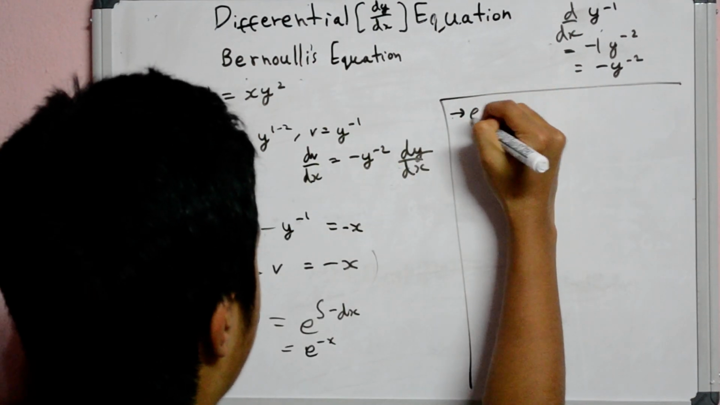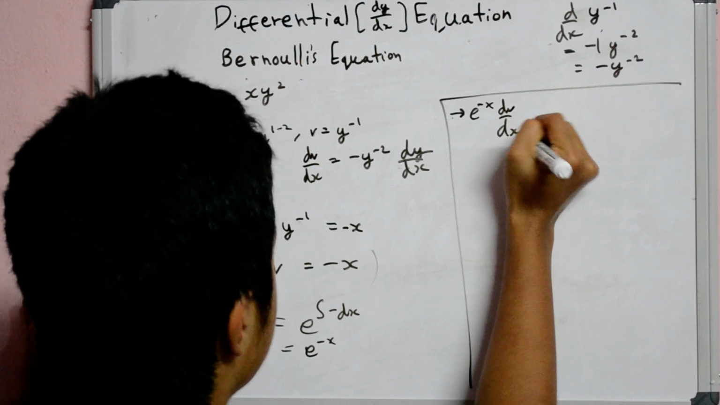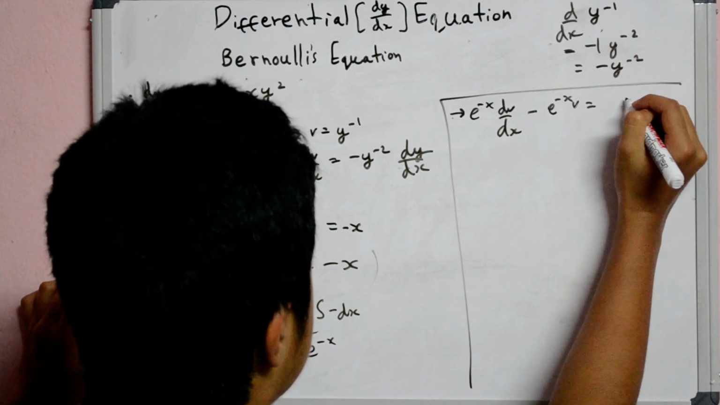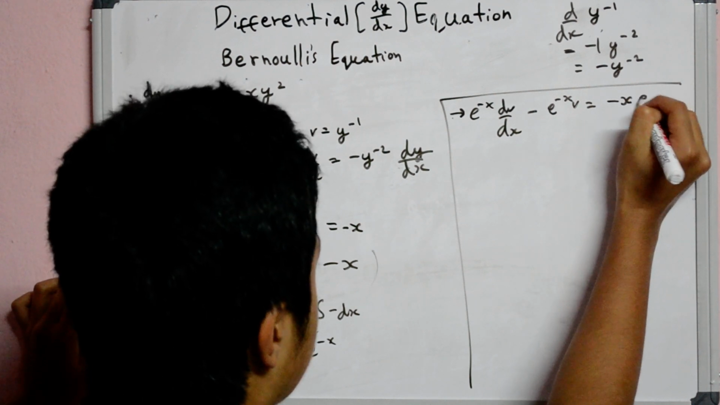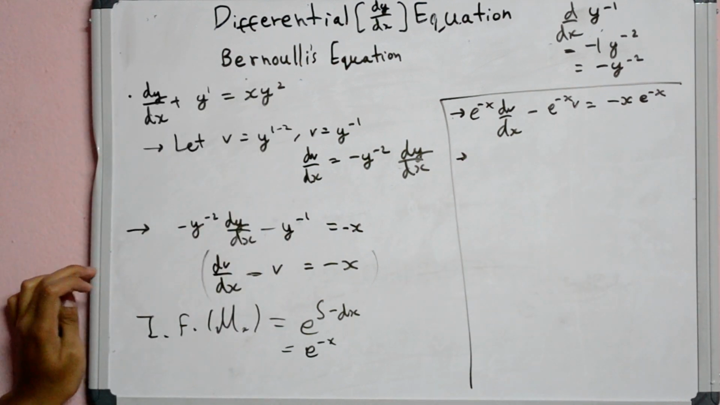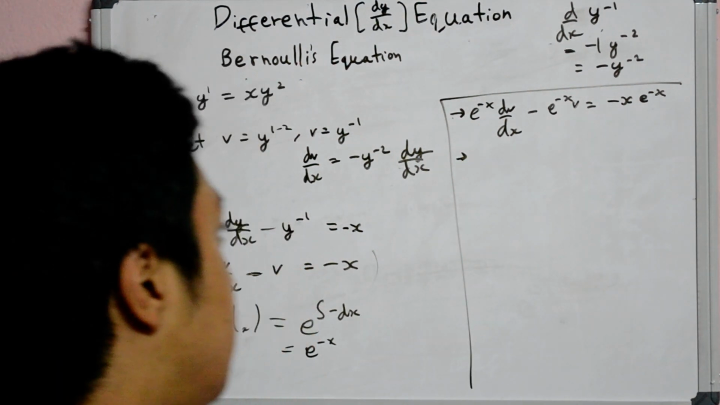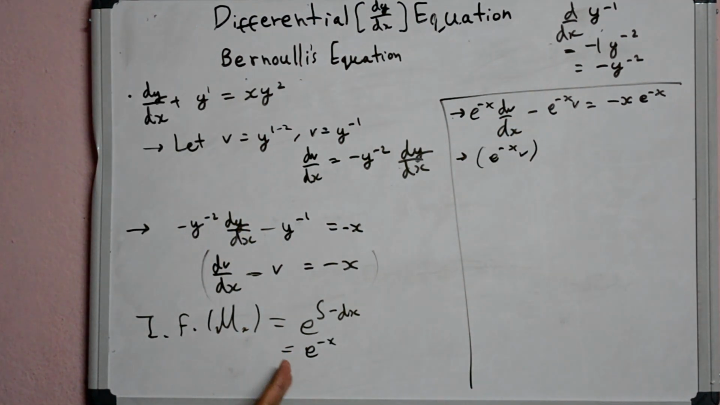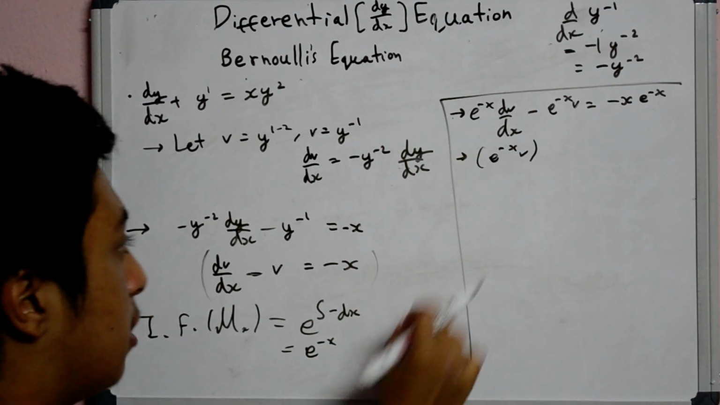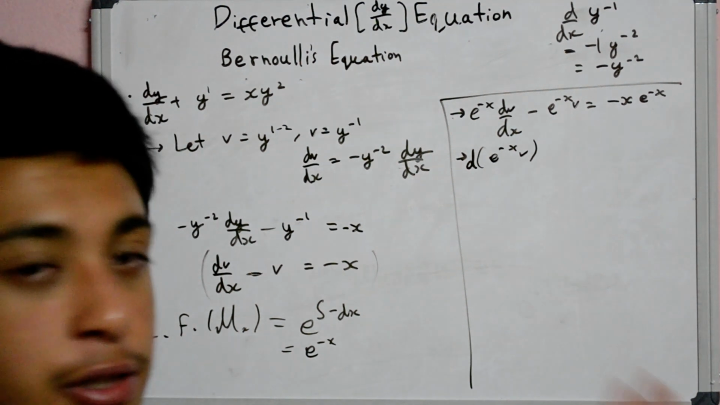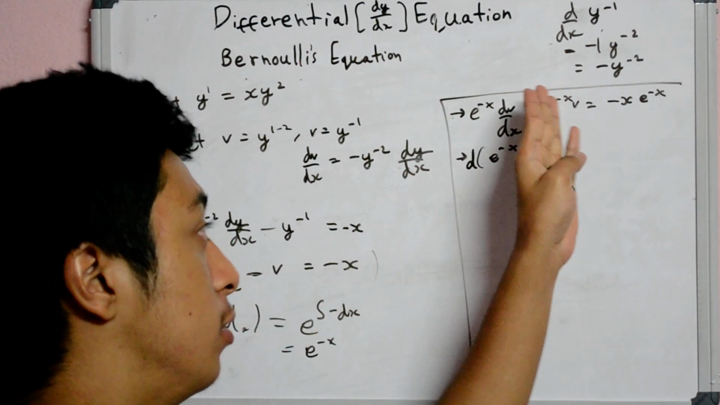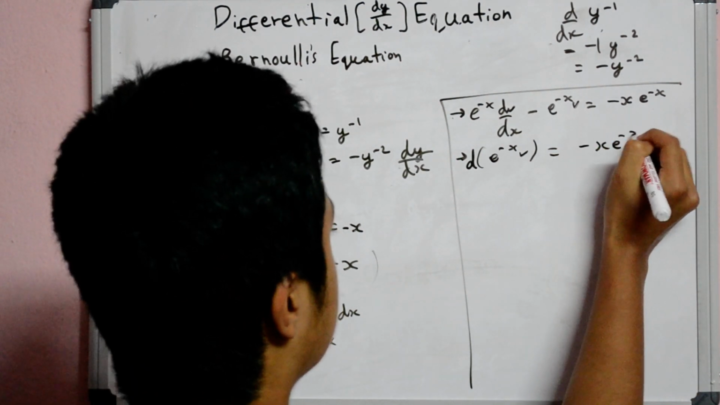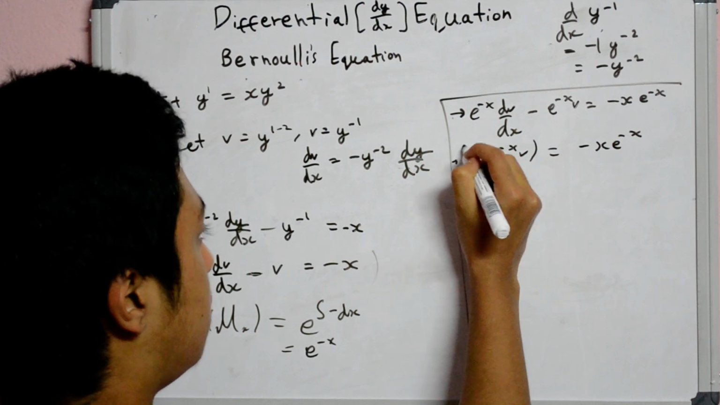So what we'll get is e to the power minus x dv by dx minus e to the power minus x v equals minus x e to the power minus x. So here this will always be in the derivative form of e to the power minus x v. Whatever you multiply with the integrating factor, it will be the derivative of the integrating factor times the function, in this case v. So this equals minus x e to the power minus x. What we'll have to do now is integrate both sides.